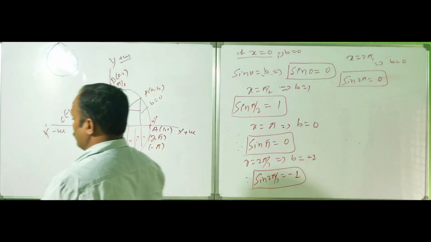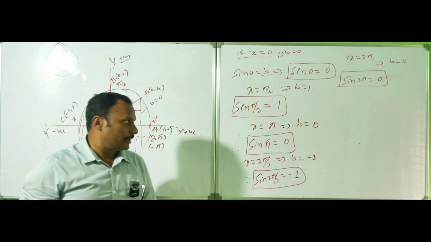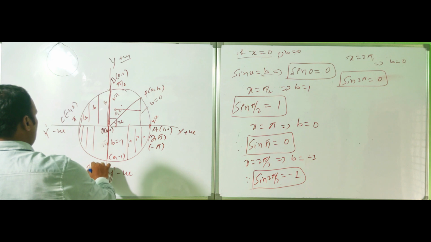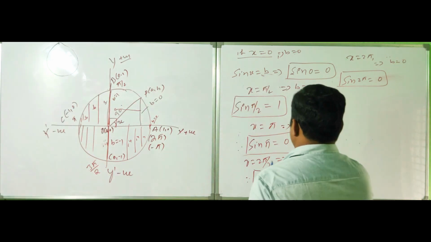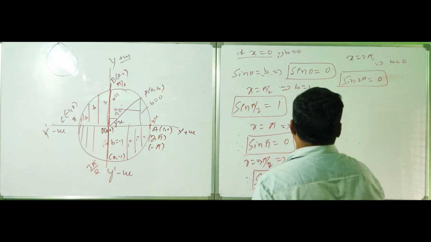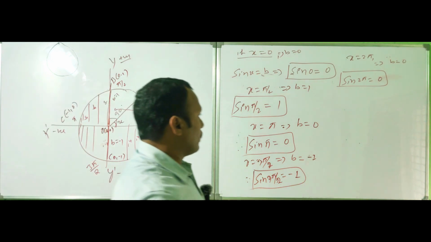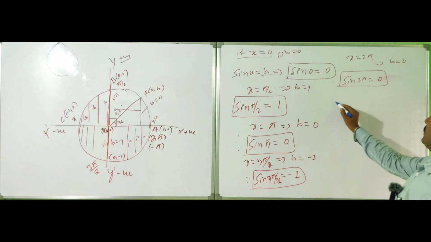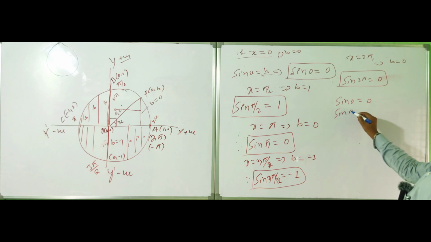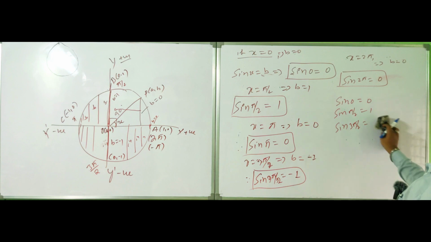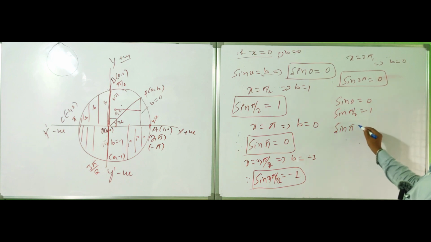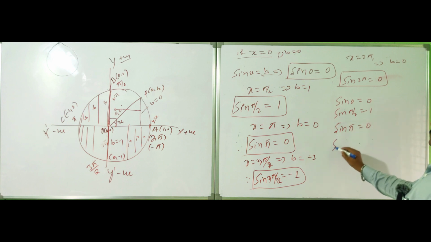Sine 0 is equal to 0, sine pi by 2 is equal to 1, sine pi is equal to 0, sine 3 pi by 2 is equal to minus 1, and sine 2 pi is equal to 0. Let's consider the similar values for cos x.